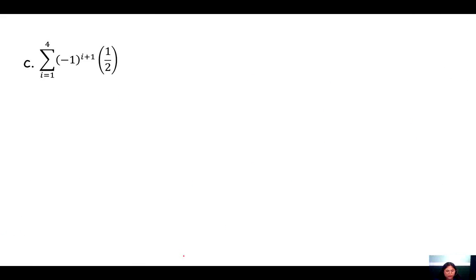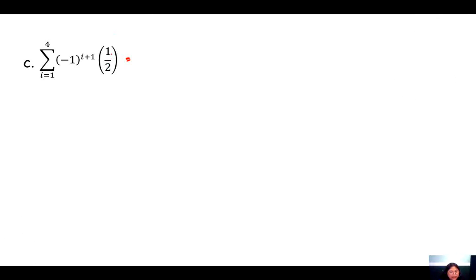Okay, so let's have letter C. You can see we have a fraction here. The I is on the exponent. Our starting point is 1 and our end point is 4. Okay, what are we going to do? What property can we use to evaluate this? What property can we use?